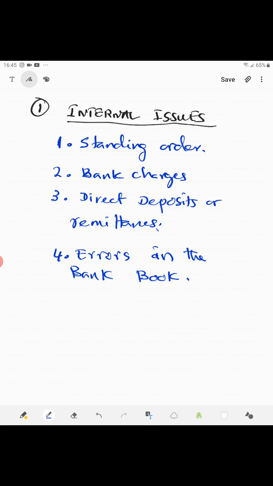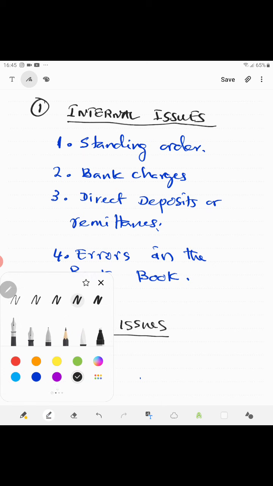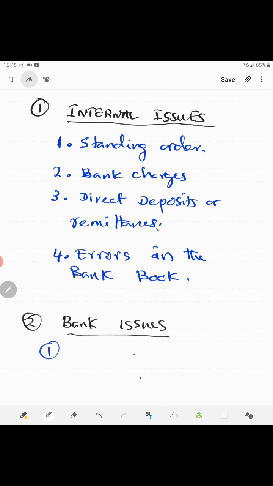So now, second reason, bank issues. The first one, sometimes the company will issue checks and these checks will be given to the suppliers. The suppliers will not take these checks to the bank immediately. They will retain these checks with them. So these are known as unpresented checks.